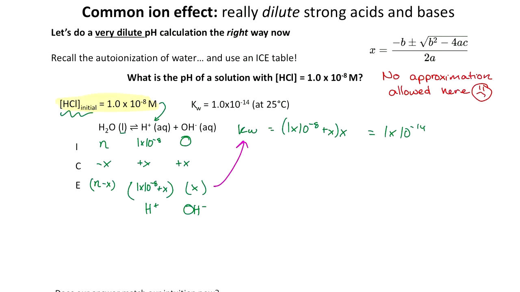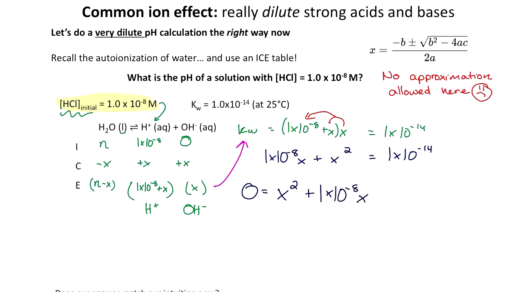All right, so we can distribute that x along. Let's see if I still got it. 1 times 10 to the negative 8 x plus x squared equals 1 times 10 to the negative 14. To put this into the quadratic formula form, we want to set it all equal to 0 and put the x terms together. So this becomes x squared plus 1 times 10 to the negative 8 x minus Kw, 1 times 10 to the negative 14.